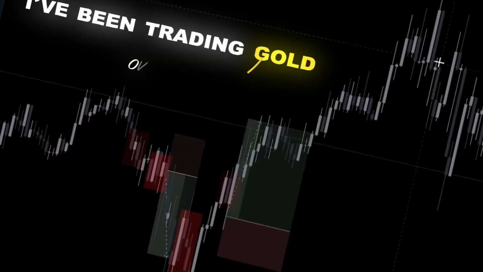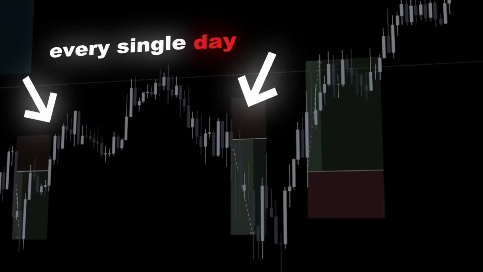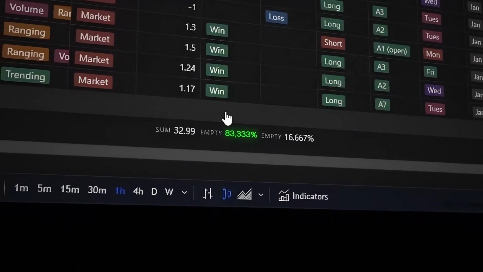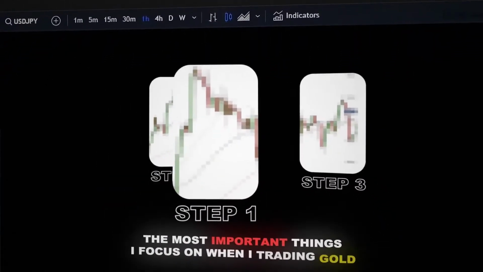So I've been trading gold for over 4 years. I'm going to show you the exact approach I use to catch trades like these every single day. And this strategy has an 83% win rate with a simple 3-step process. And I'm going to show you the most important things I focus on when trading gold.